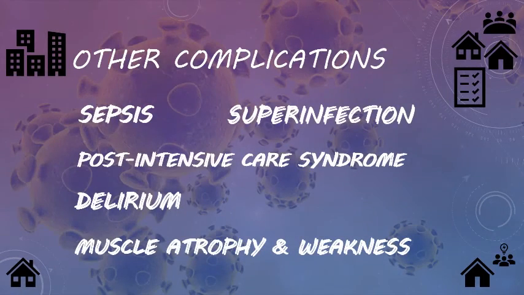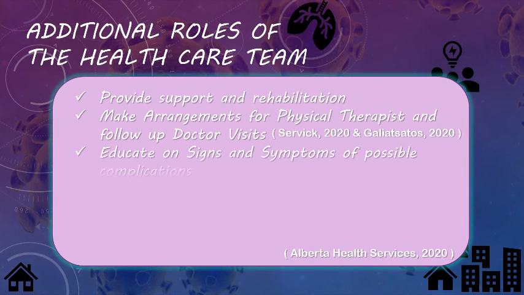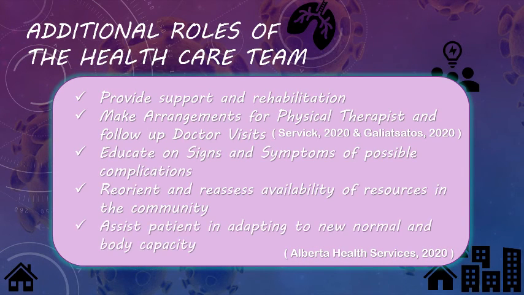Other complications include sepsis, superinfection, post intensive care syndrome, delirium, muscle atrophy, and muscle weakness. We will not discuss these as these topics will be discussed by another group. Additional roles of the healthcare team are to provide support and rehabilitation, make arrangements for physical therapies and follow-up doctor visits, educate on signs and symptoms of possible complications, reorient and reassess availability of resources in the community, and assist the patient in adapting to the new normal and body capacity.